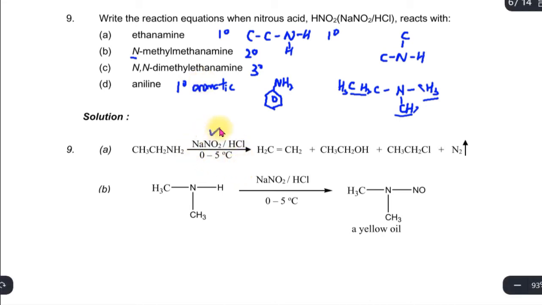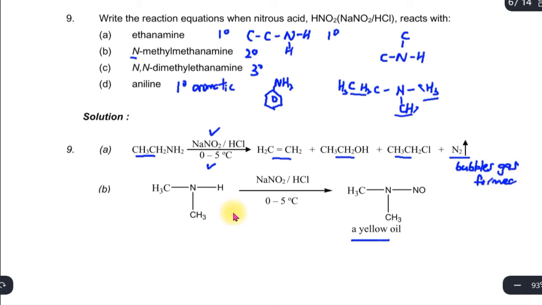When the primary amine reacts with nitrous acid, make sure that you write the reagent correctly, and the condition must be 0 to 5 degrees Celsius. It will form 4 compounds. Since there are 2 carbons, it will form ethene, ethanol, and chloroethane, and nitrogen gas as well. This is the product formed when the primary aliphatic amine reacts with nitrous acid. The observation is bubble gas formed.